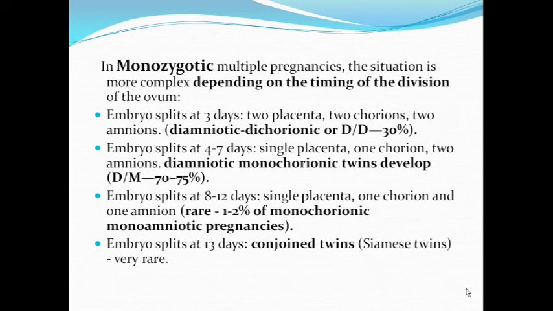When the embryo splits at around 8 to 12th day, the amnion is also already formed. Thus there is development of a single placenta, one chorion and only one amnion. It is rarest and is seen in only 1 to 2% of monozygotic twins, and it is monochorionic monoamniotic pregnancy. When the embryo splits at the 13th day or after 2 weeks, there will be development of conjoined twins, Siamese twins. It's very rare.